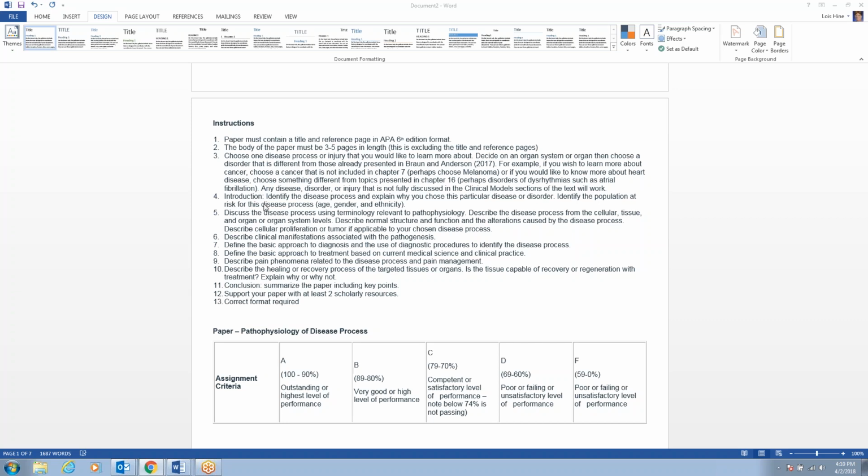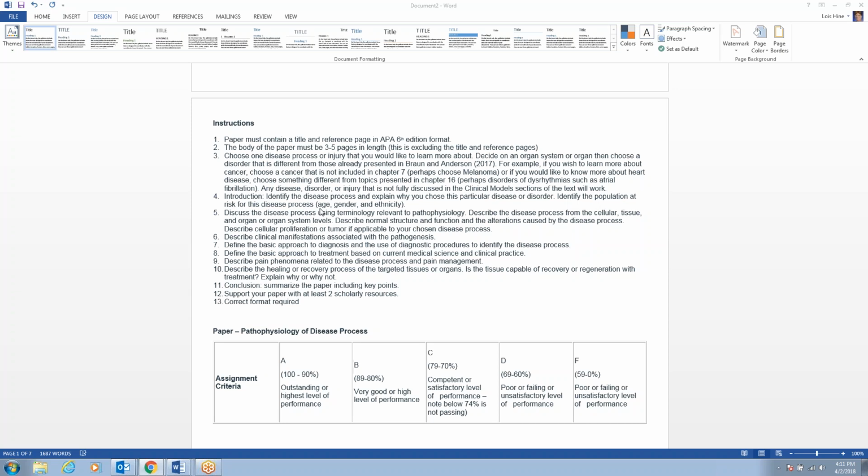All right, so now we're going to get to the body of the paper. You're going to start out with an introduction. That could be your first section, title up there, introduction. Identify the disease process and explain why you chose that particular disease or disorder. Why are you interested in learning more about that? So just put that in your introduction. And also included needs to be the identification of the population that's most at risk for getting that.